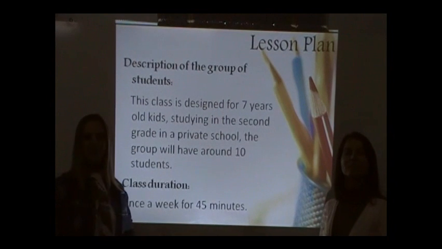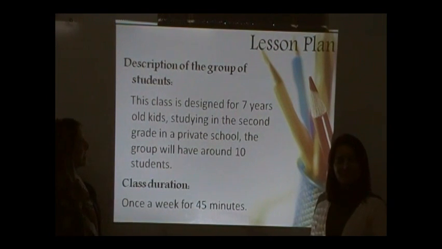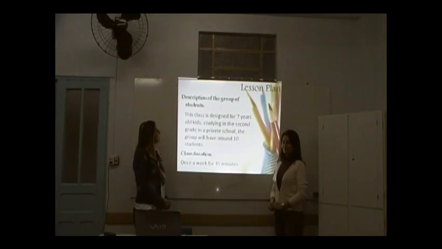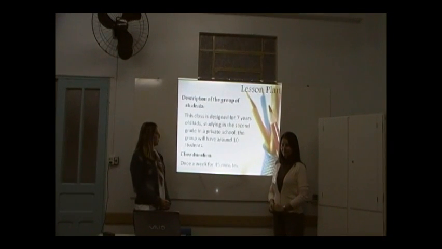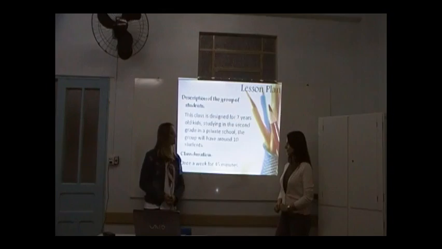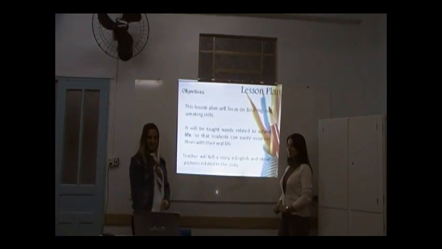The description of the group of students. This class is designed for 7-year-old kids studying in the 2nd grade in a private school. The group will have around 10 students. And about the class duration, once a week for 45 minutes.